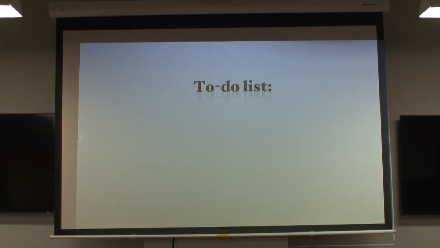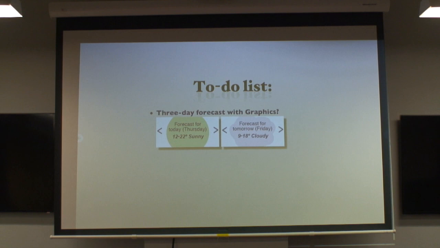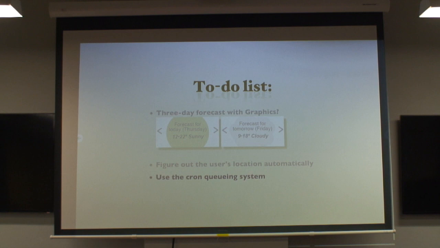I'm aware that I've run out of time. Just some things I would do if I had more time. Put graphics, maybe nice little graphics to say that something is cloudy or sunny. There are 3 days of forecast there, so there's a little arrow there. I'm suggesting you can go tomorrow, day after. I would figure out the user's location automatically and say, I assume you're in Sydney. I would queue things with cron differently rather than running it off cron. I looked into that, but I didn't have time to finish that.